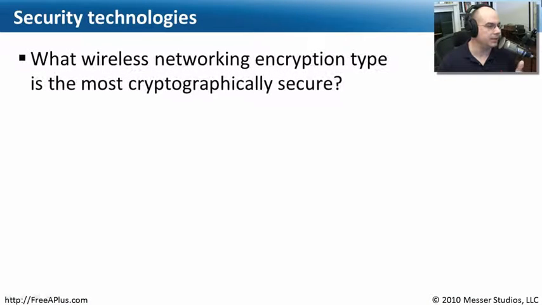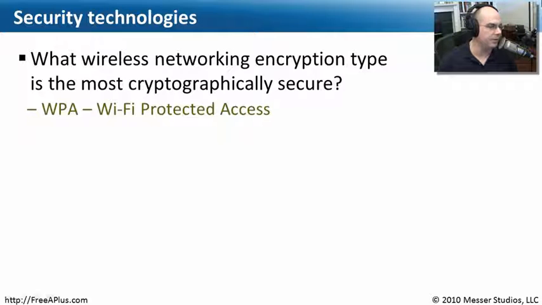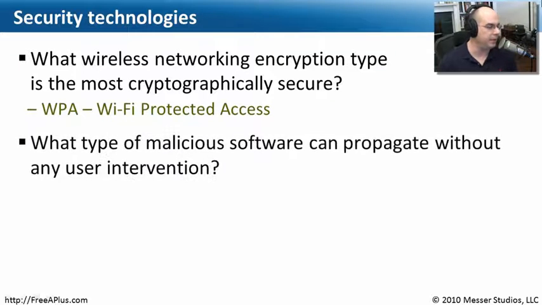Let's see what you can remember from this module on security technologies. Our first question: what wireless networking encryption type is the most cryptographically secure? We know there's a couple, and the one that is now the most modern and indeed the most cryptographically secure is WPA, for Wi-Fi Protected Access, or WPA2, which would be even better.